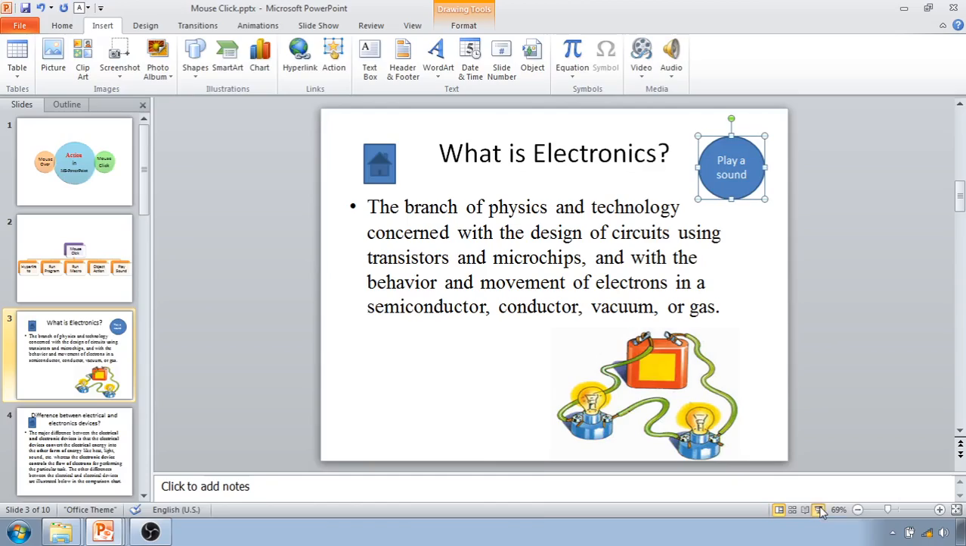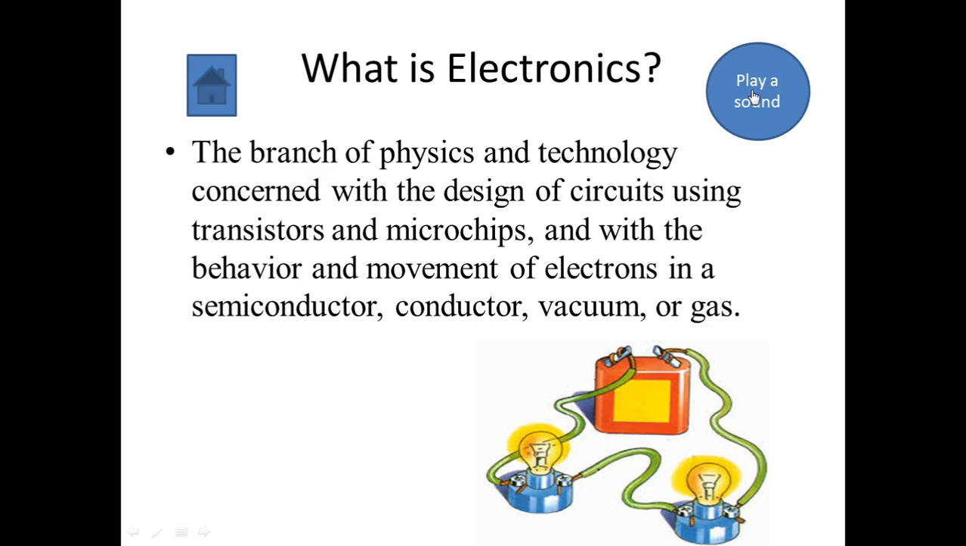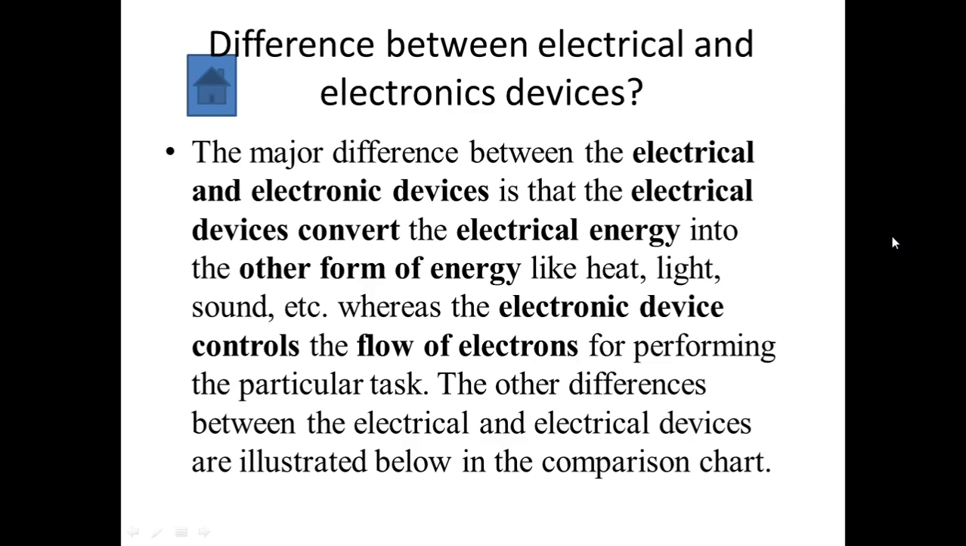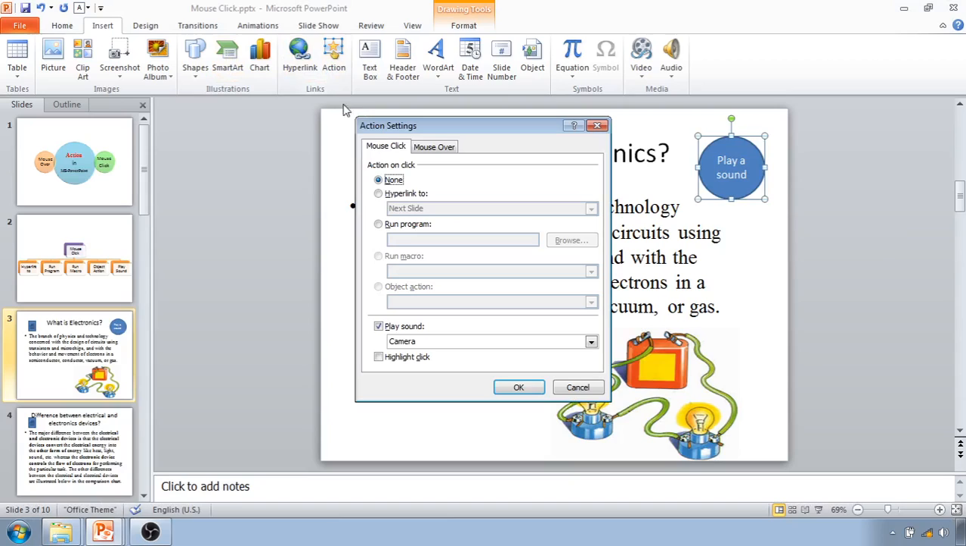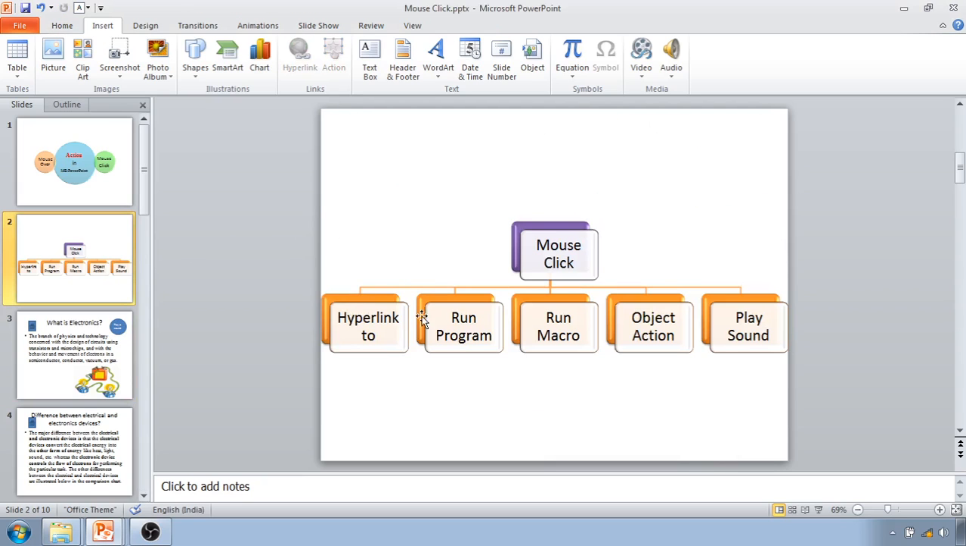So when you go in the slideshow view and click on it, it will play the sound which you have selected. So that is the use of action. When you click on the action, it will show you which action you can perform. The first action is hyperlink. On this slide you can see there are multiple actions you can do by using the mouse click option. You can create a hyperlink, you can run a program, you can run macros, you can create an object action, and you can play a sound.